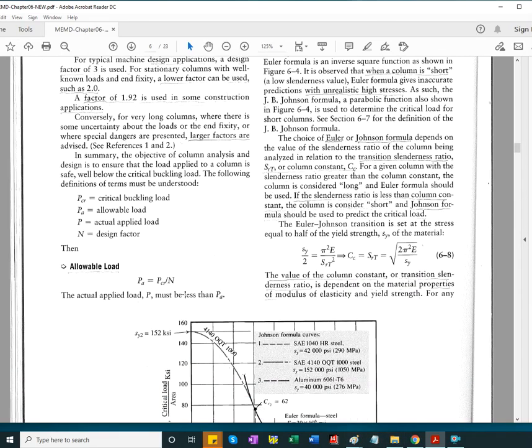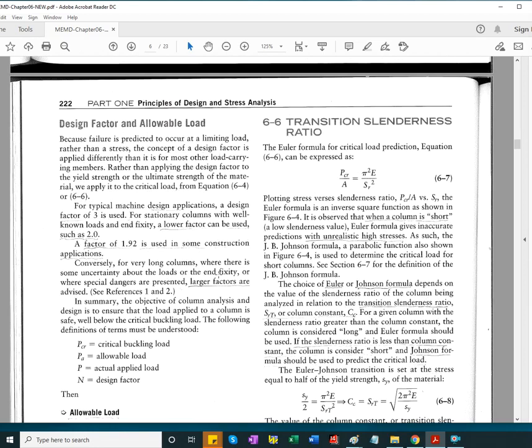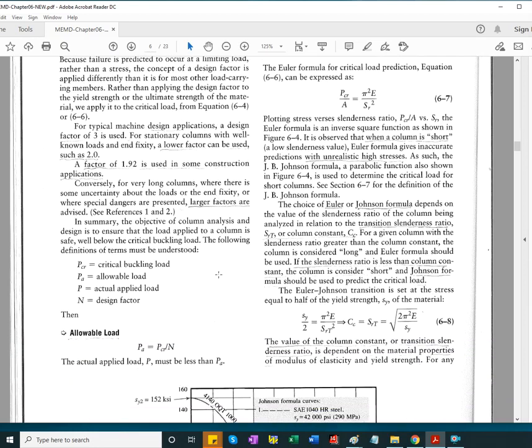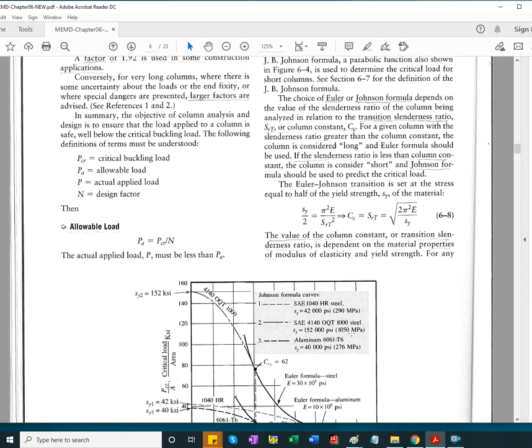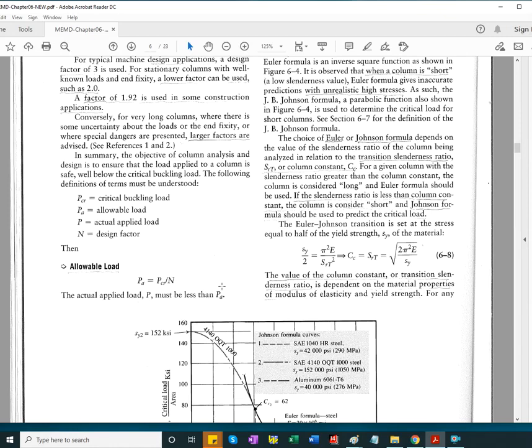So there we want to specify an allowable load, which would be, of course, less than the critical load. The ratio of the critical load over the allowable load, this is the design factor. And in just a little bit, there will be a discussion about choosing the design factor.